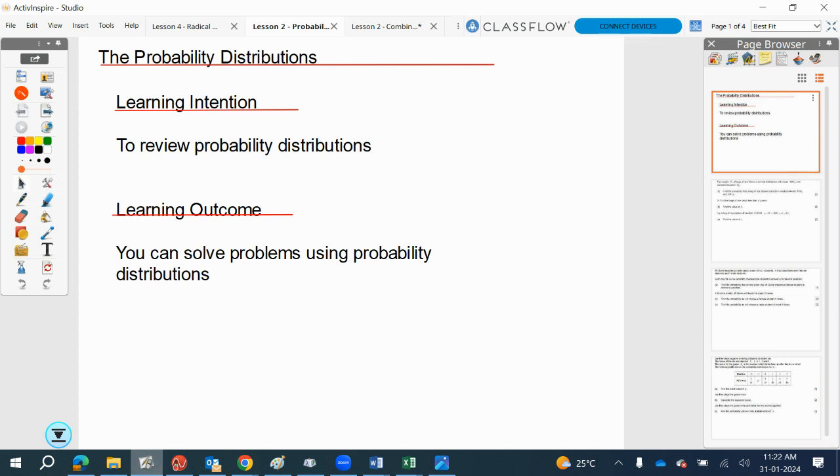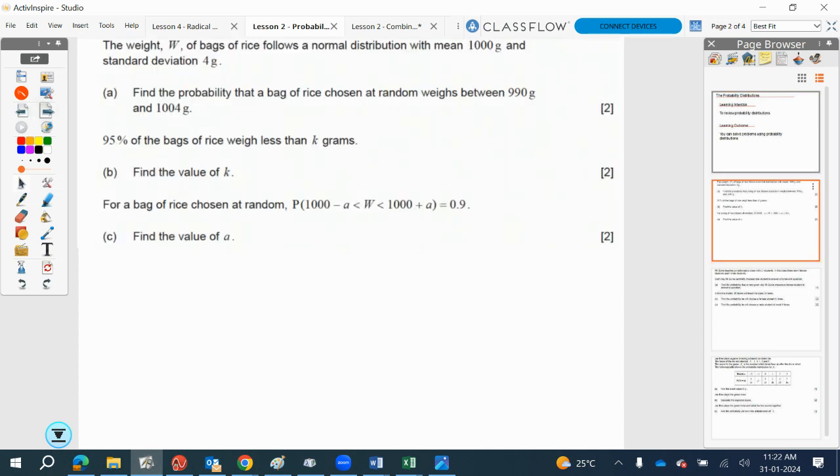Okay, so probability distribution is our first question. The weight W of bags of rice follows a normal distribution with a mean of 1,000 and standard deviation of 4 grams. Find the probability that a bag of rice chosen at random weighs between 990 and 1004.